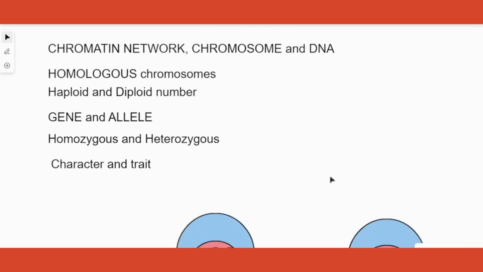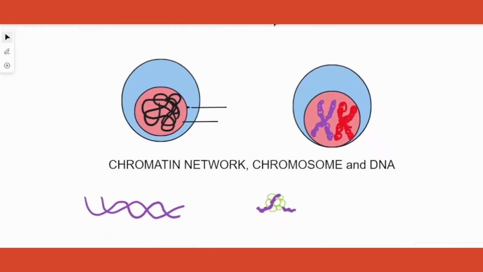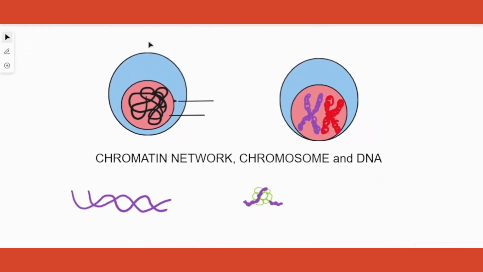First, we'll understand what is meant by chromatin network, chromosome, and DNA. For that, what you need to understand is any cell in your body. It can be a skin cell, a heart cell, a brain cell, any cell you take, it will have a nucleus because we are all eukaryotic organisms. And inside the nucleus, you will find structures like this. What are you looking at right now? These are called the chromatin network. This chromatin network is the structure that contains your DNA. And mind you, it is found in all the cells in your body.